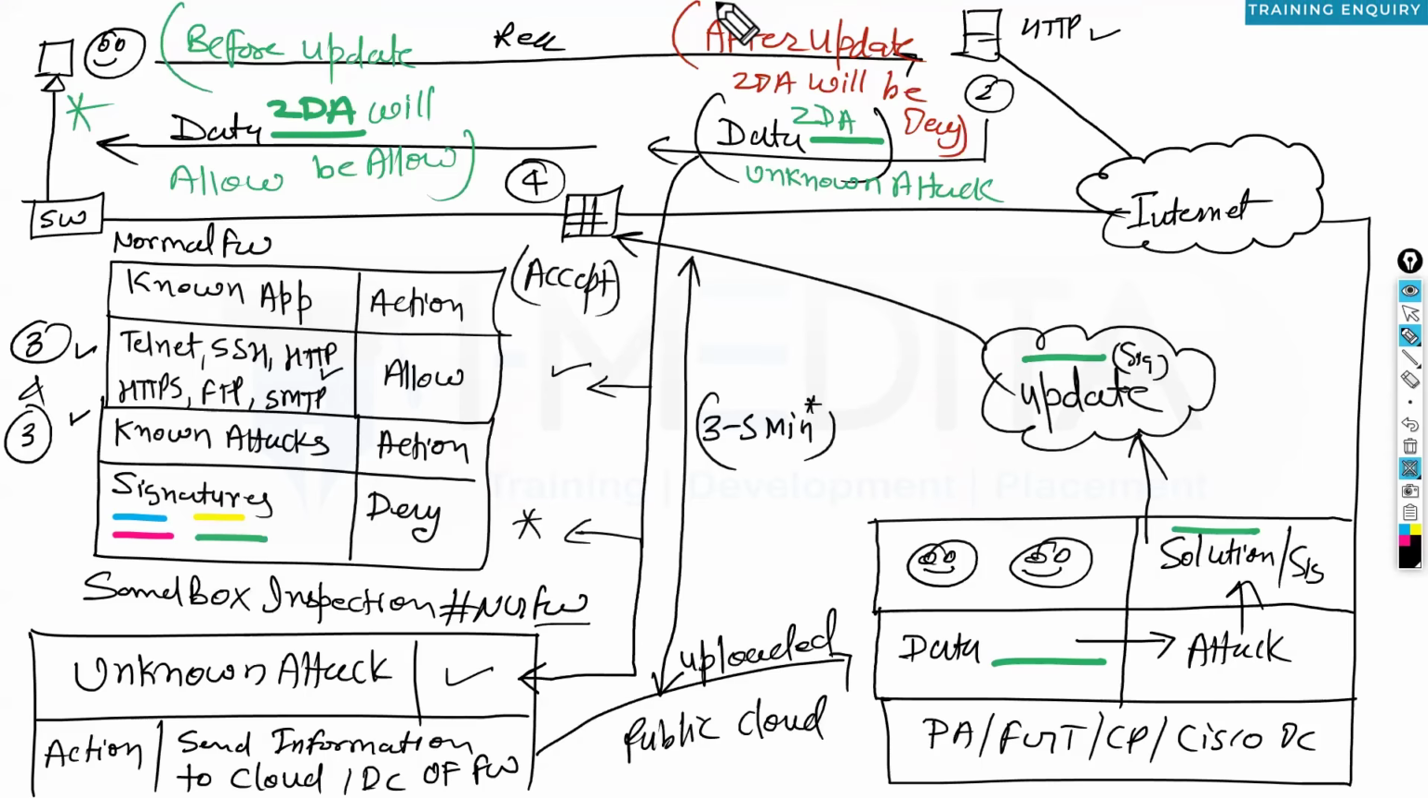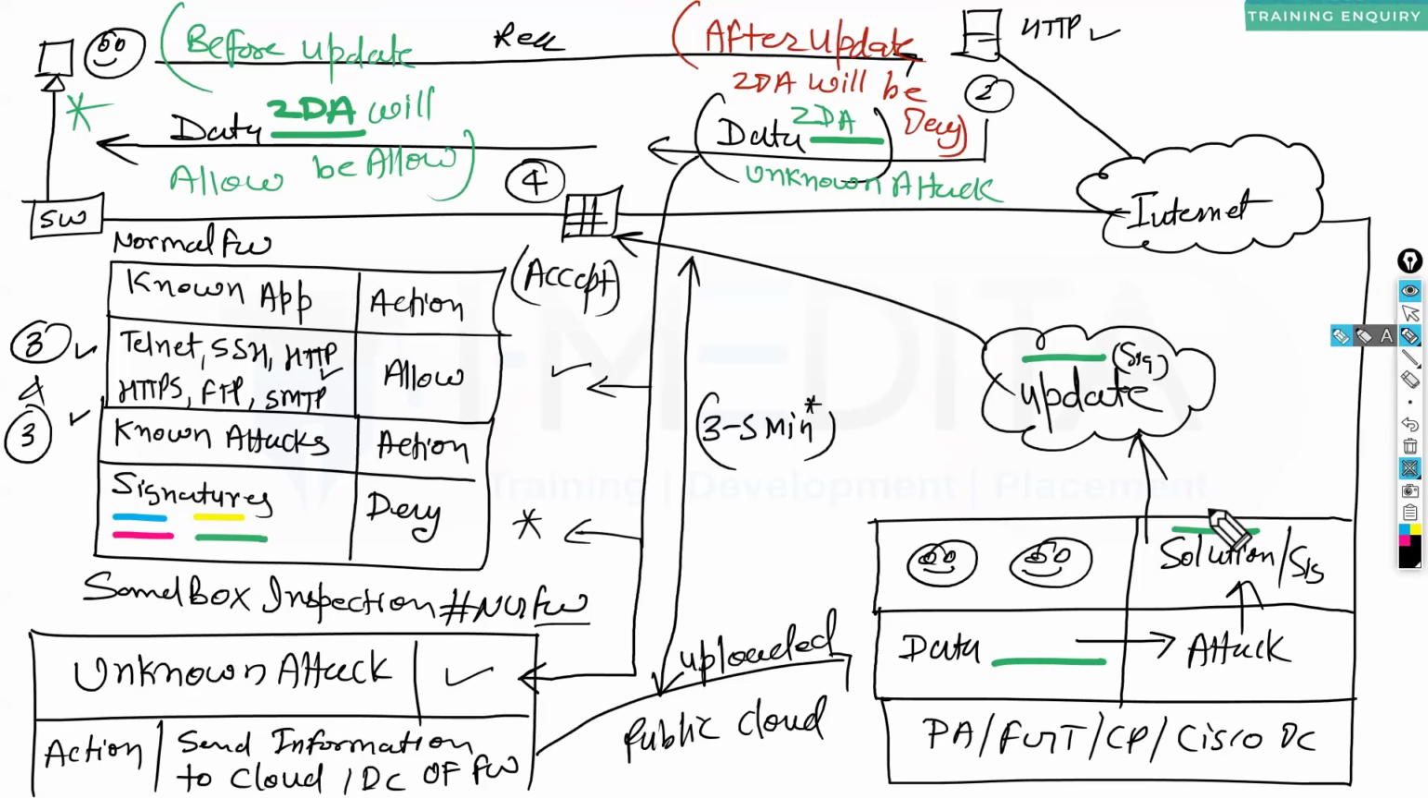Listen here. Actually, these signatures are proprietary. Got it or not? FortiGate will never send its update to Palo Alto. Palo Alto will never share its update with another vendor. Because if they are sharing their database, then why would we need to purchase another vendor's device or another vendor's solutions? So this solution only belongs to the same vendor.